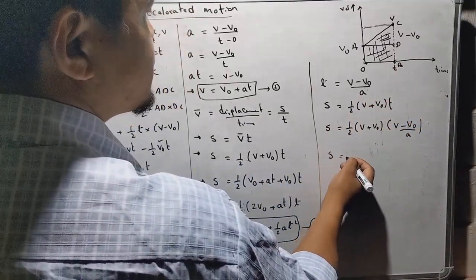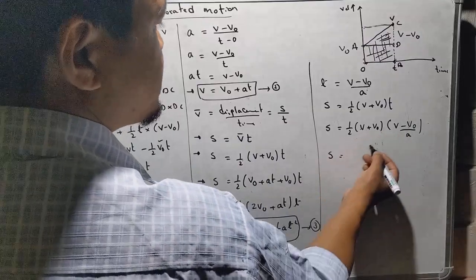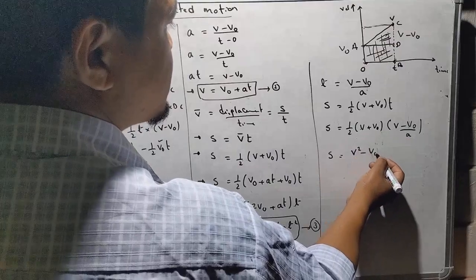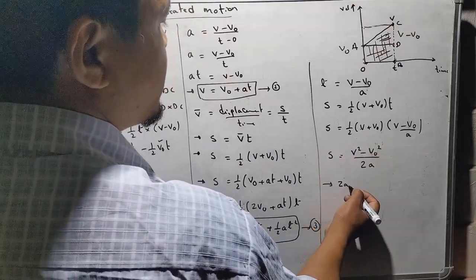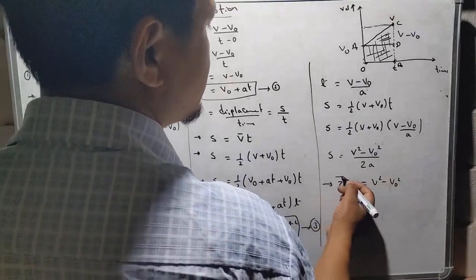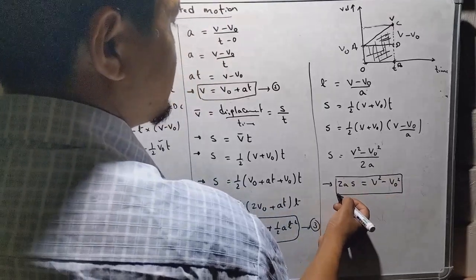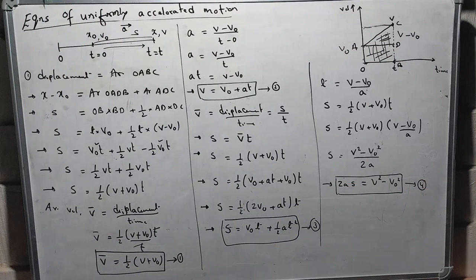Or S is equals to, applying the formula (A plus B)(A minus B), you'll get V square minus V naught square upon 2A. Or 2AS is equals to V square minus V naught square. So this is the fourth equation of motion. Okay, so these are the equations of a uniformly accelerated motion using a graphical method.